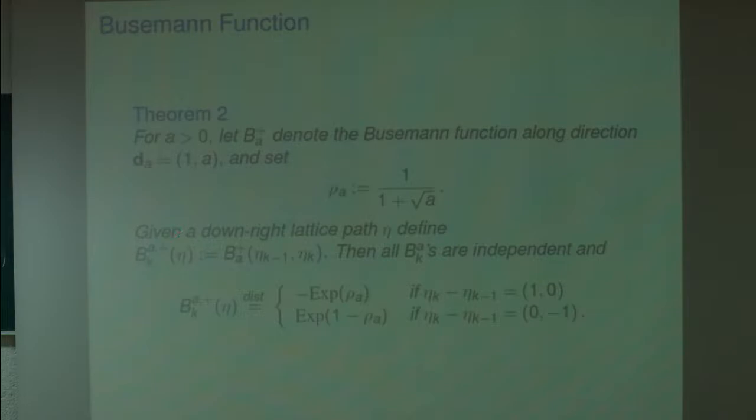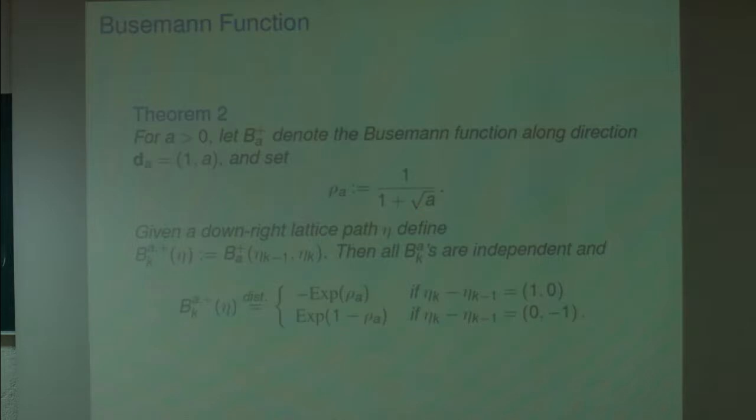And this is the basic theorem that we will use all the time to understand competition interfaces and the geodesic curves. If you take a path like this, down right, then along this path, you know the increments of the Busemann function and their distribution. They will all be independent and given by this distribution here. You have exponentials of rho or 1 minus rho, and of course here we have to match rho with the A, and this is the formula which matches them.